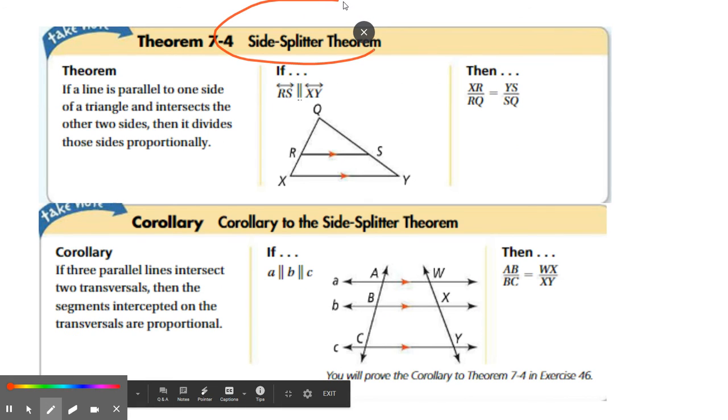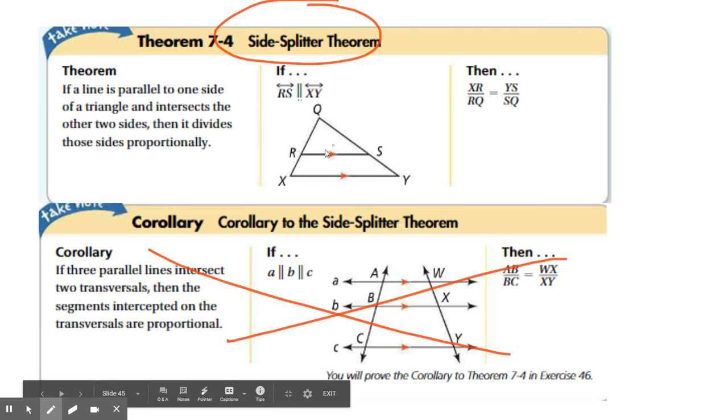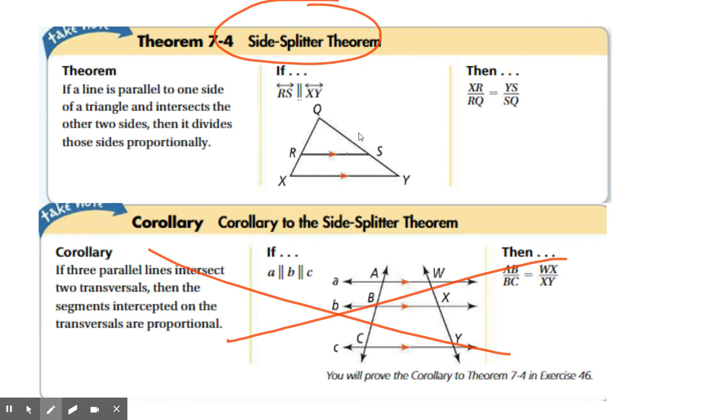Lastly, we have the side splitter theorem, which says, okay, if you know that these two sides are parallel, then you can say that this part, XR over RQ, is similar to YS over SQ. You can set up that proportion rather than dealing with the two triangles, which would involve QX, that entire side.